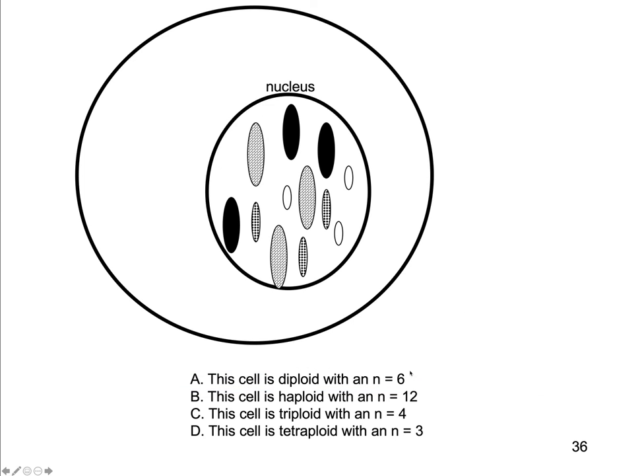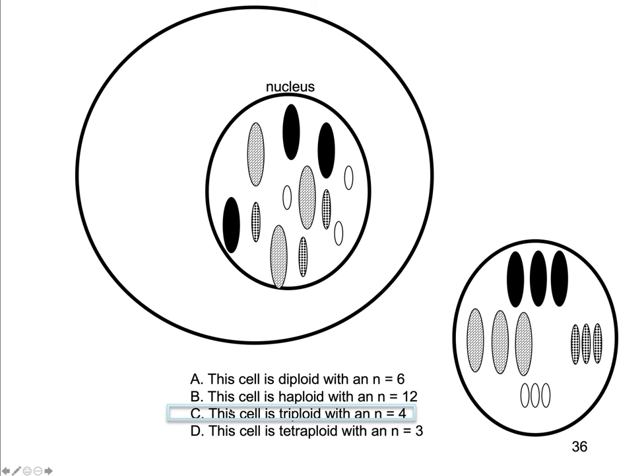All right, let's look at this example. All right, if you said that this cell is triploid with an n equal to 4, that's correct. So if you organize these by the shapes and colors of chromosomes, you'd see that there are 1, 2, 3, 4 unique chromosomes, and then 1, 2, 3 copies of each of those different chromosomes. So this is a triploid cell with an n equal to 4.